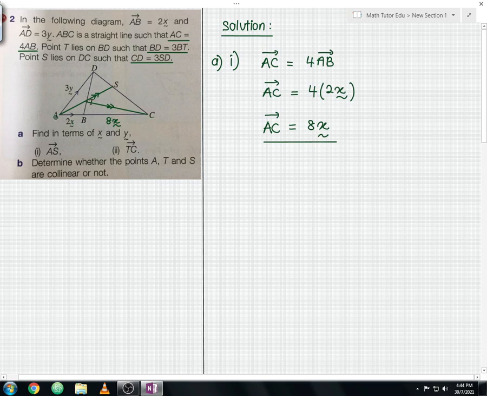So from here, how to find the vector BC? Very simple, guys. Vector AC minus with the vector AB. Okay, so let me write the full form over here. So to find the vector BC will be equals to vector AC minus with vector AB. Okay, let me box this.